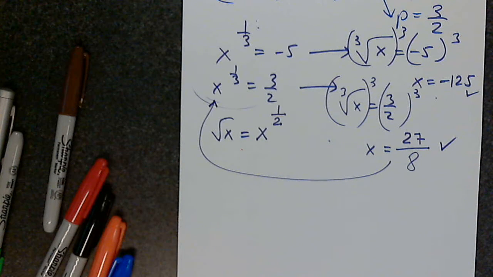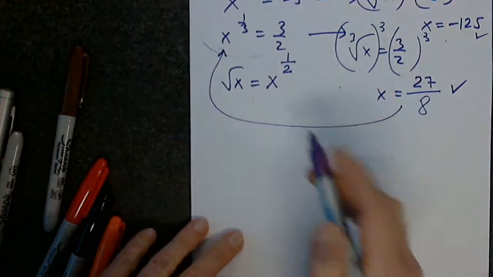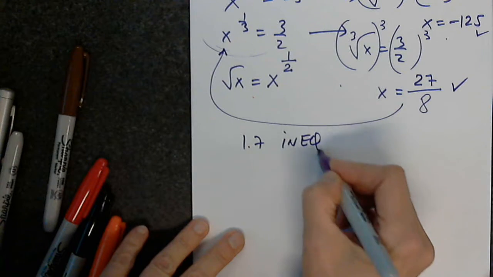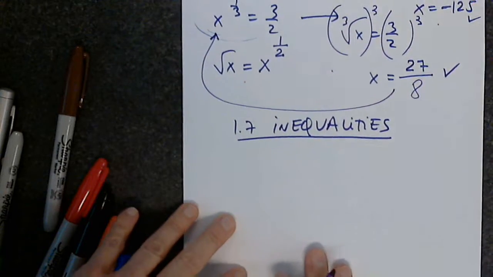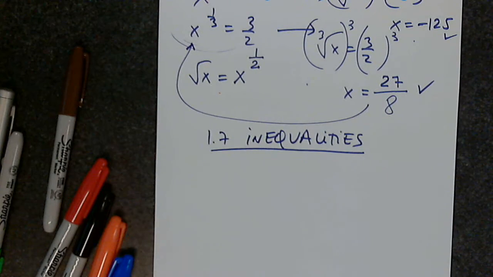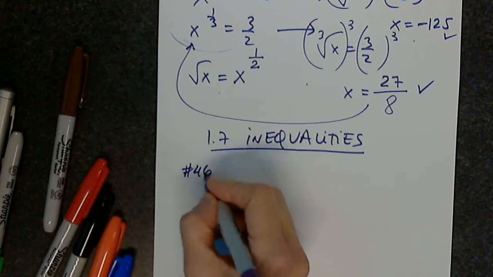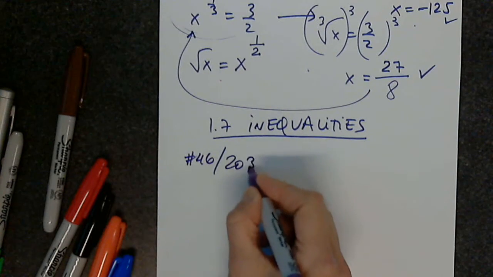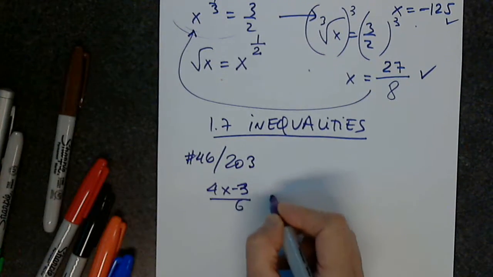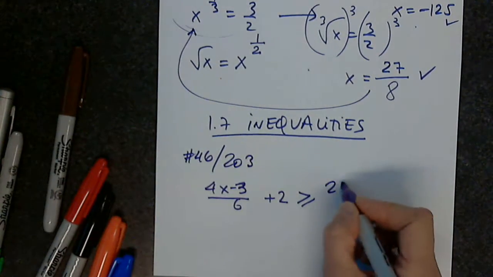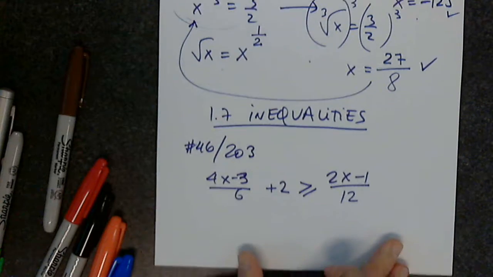I would like to review some inequalities with you in 1.7. Section 1.7, inequalities, and interval notation as well. So let's start by looking at 46 on page 203. So for x minus 3 divided by 6 plus 2 greater than or equal to 2x minus 1 divided by 12.